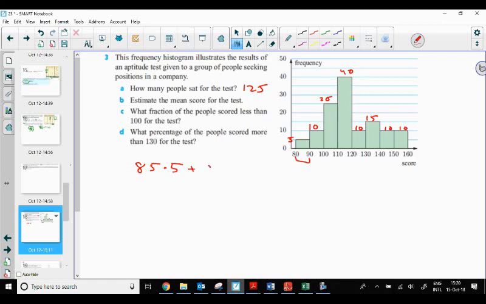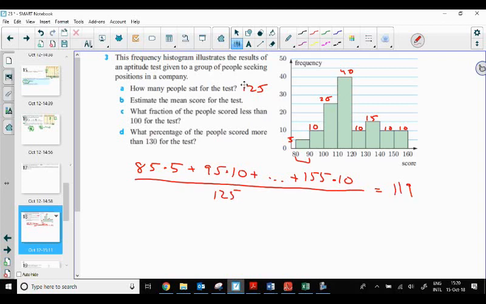I'm going to add to that the midpoint times the height, plus the midpoint times the height, plus the midpoint times the height, all the way to the last one. That's 155 times 10. I'm going to divide that by all the people taking the test. That's 125. Calculate this out. I get 119. As far as the last 2 parts, they're really easy.